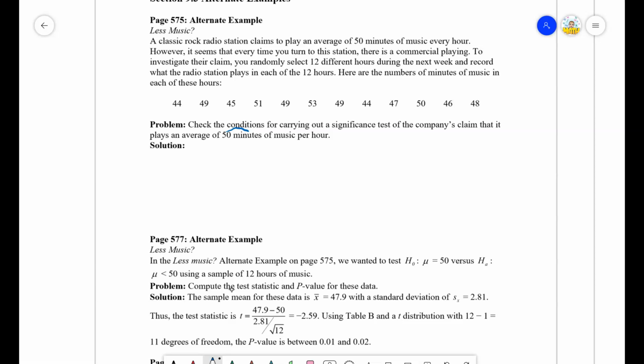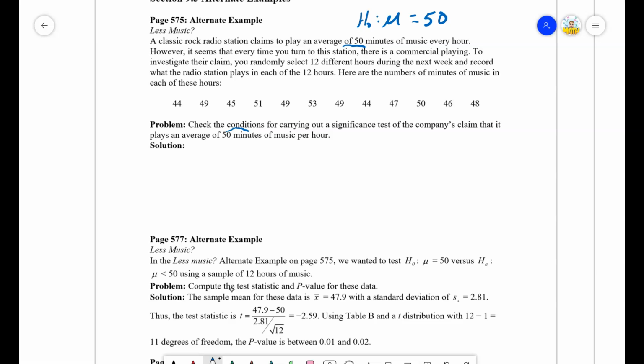Anytime we did a confidence interval, and now anytime we do a hypothesis test, we should talk about our conditions for inference. So let's look at the research question here. A classic rock radio station claims to play an average of 50 minutes of music every hour. So we don't have to do the hypothesis test, but we can see right away they're claiming that the average is 50. And we want to think about a null and alternate hypothesis.